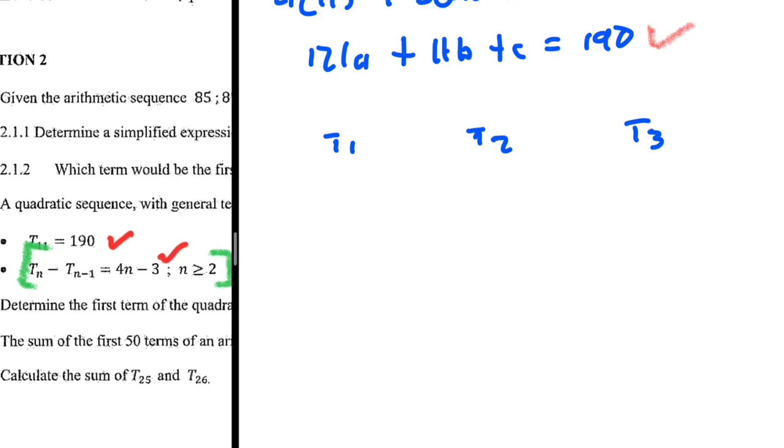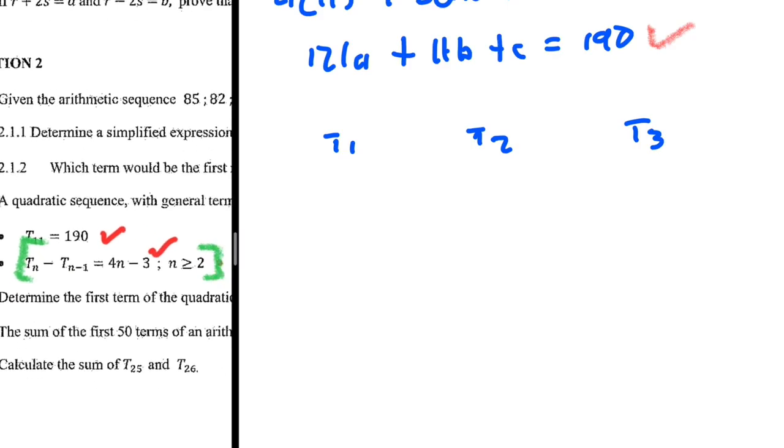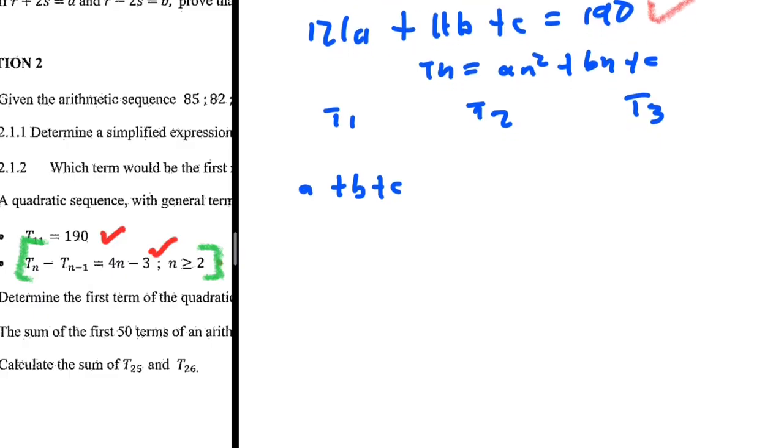So let's go ahead and do this and see what we have. T1, we've already established that T1 is a plus b plus c. But what about T2? Let's not forget that Tn is equal to an squared plus bn plus c. T2 will be equal to 4a, right, n squared, 4a plus 2b plus c, okay? And then T3 will be 9a plus 3b plus c. There we go. That is T1, T2, and T3 of a quadratic sequence in general.